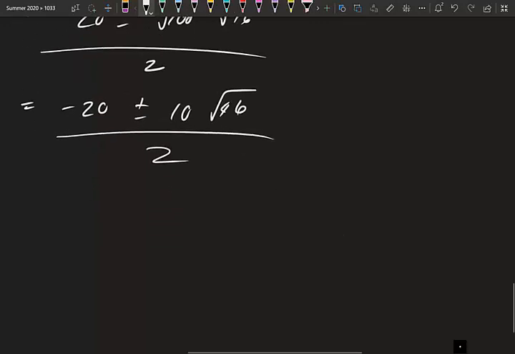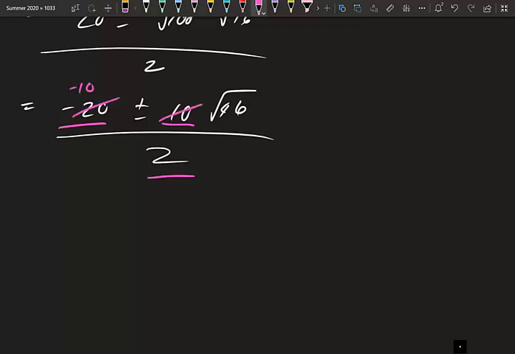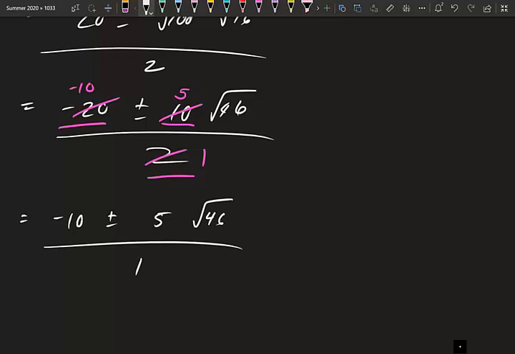And now, do you notice that all the numbers on the outside are divisible by 2? So negative 20 divided by 2 is negative 10. 10 divided by 2 is 5, and 2 divided by 2 is 1. You only do that when all three numbers on the outside match. So we have negative 10 plus or minus 5 square root of 46 over 1. We don't need the 1. And we have two answers.